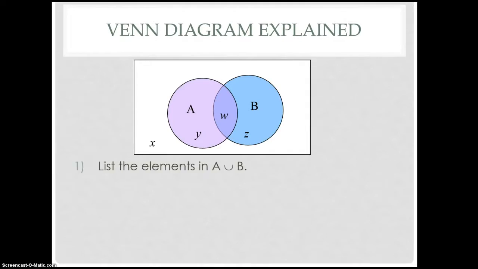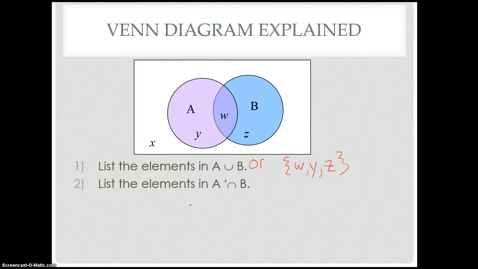It says list all the elements that are in A union B. So hopefully my pointer is turned on here. Good. So remember, whenever we see the union symbol, we are thinking of the word or. So that means it's the things that are in A or the things that are in B. So that would be the set of W, Y, and Z. W, Y, and Z are in A or B.